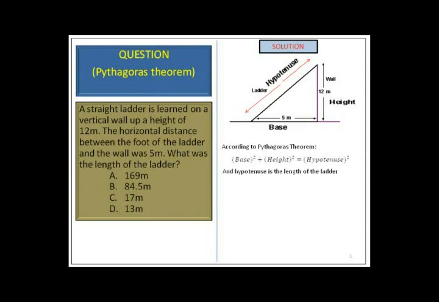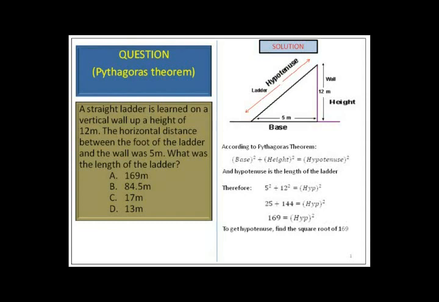And the hypotenuse, we can see, is going to be the length of the ladder. Therefore, because the base is 5 and the height is 12, we take 5 squared, add 12 squared, and this should be equivalent to hypotenuse squared. Now, 5 squared is 25, 12 squared is 144. Once you add, you should get the hypotenuse squared. Now, 169 will therefore be equal to the hypotenuse squared.